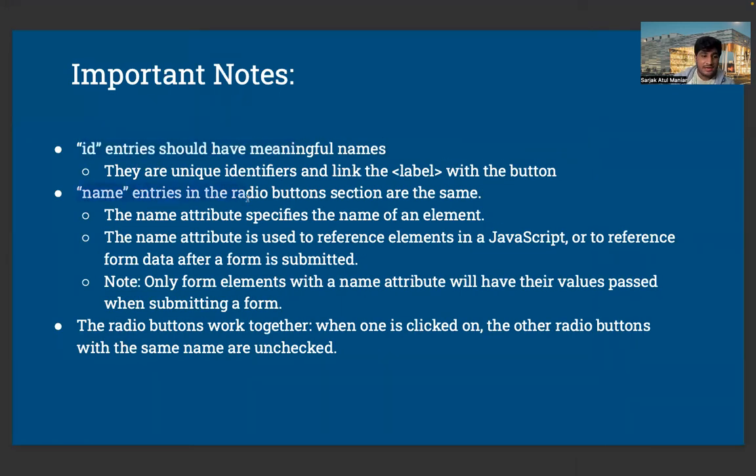So it's always a good practice to name the IDs accordingly. Secondly, the name entries in the radio buttons section are the same. Now, what is this thing which is given as an attribute in the radio buttons element? We'll look at that also. It says that the name attribute specifies the name of an element. The name attribute is used to reference elements in JavaScript or to reference form data after a form is submitted. Note, only form elements with a name attribute will have their values passed when submitting a form. And read the last sentence carefully, which says the radio buttons work together. When one is clicked on, the other radio buttons with the same name are unchecked. Now, what does this mean?